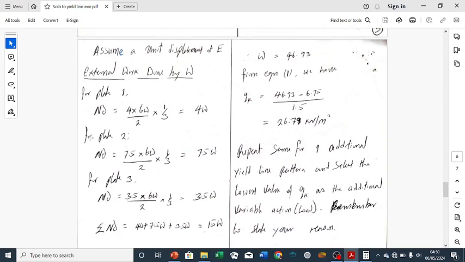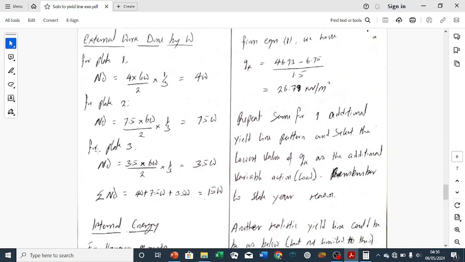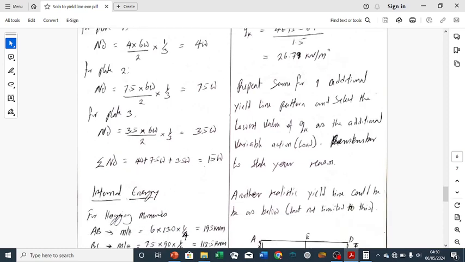So we go ahead for plate 2, we calculate the same thing, it gives us 7.5. For plate 3, we calculate, it gives us 3.5, and we go ahead and find the sum of external work, summation N delta. So that will just give us this plus this plus this for plate 1, plate 2, plate 3, and that gives us 15W.